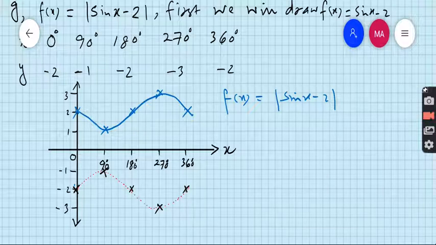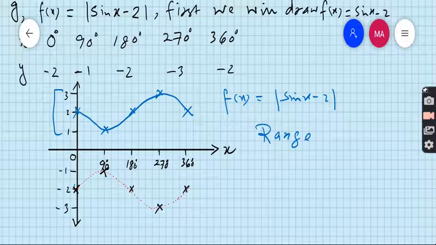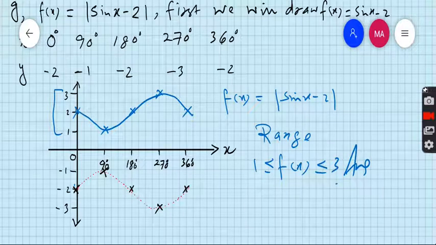And clearly the range is from 1 to 3. Range of f(x) is 1 to 3. This is the answer of part G. Come to the next part, part H.